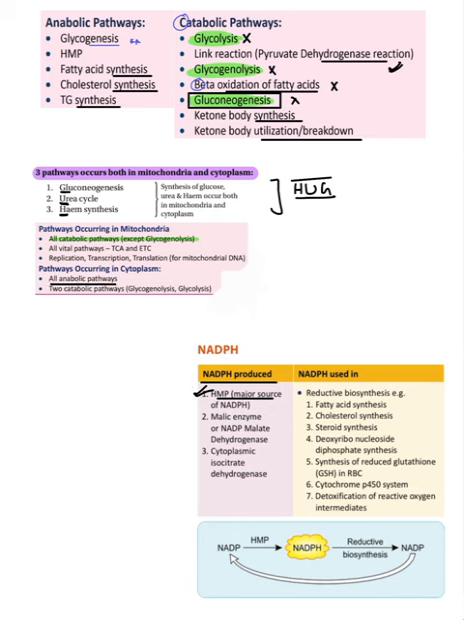See, now if we talk about the pathways occurring in the cytoplasm, all the anabolic pathways, think about the anabolic pathways. Anabolic means formation, so what will be formed? Glycogenesis, HMP, fatty acid synthesis, cholesterol synthesis. So remember, there are also two catabolic pathways that take place in the cytoplasm. What are those two? Glycogenolysis and glycolysis. This also takes place in the cytoplasm, so remember this, guys.